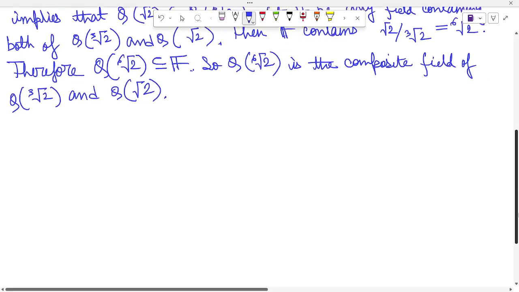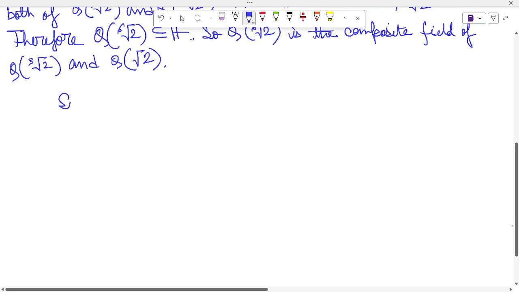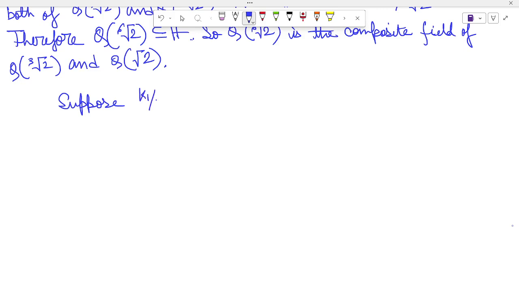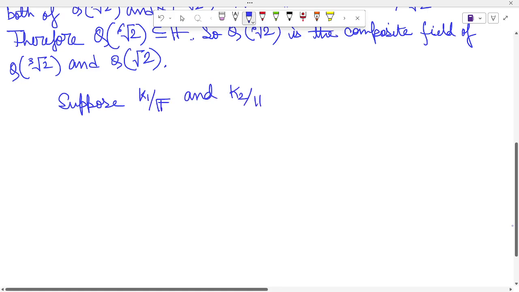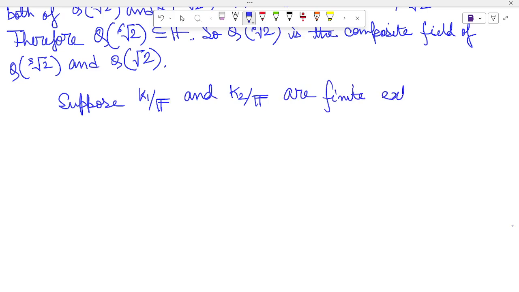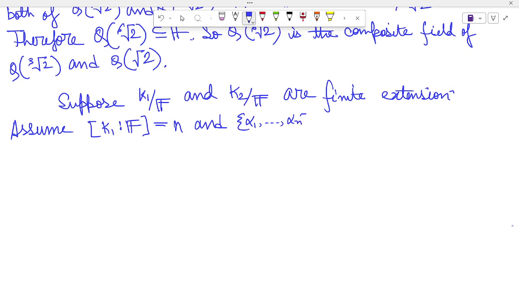Now there is the field extension. Suppose K1 over F and K2 over F are field extensions, finite extensions. Assume the extension degree of K1 over F is finite, so K1 is a finite dimensional vector space. So let n be the degree and let alpha 1 to alpha n be an F basis of K1.